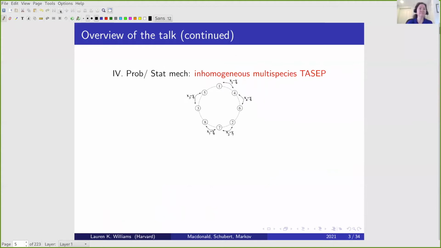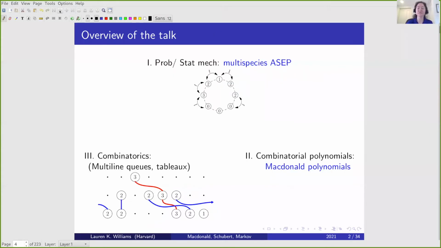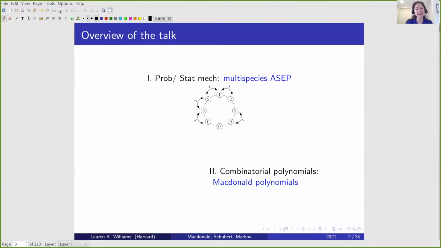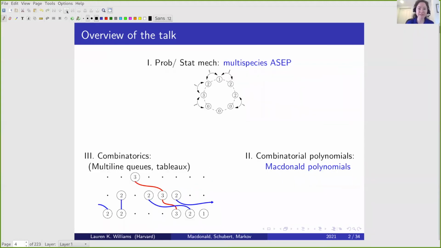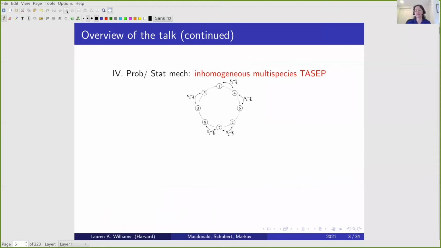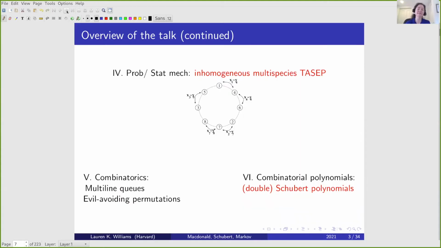So the first half of my talk, I'll be discussing these three objects and their relation to each other. And then I will switch to a slightly different version of this model. I'll be talking about the inhomogeneous multi-species ASEP, which is also a model of particles hopping. And then I will discuss some different combinatorial polynomials called Schubert polynomials and the combinatorics that is related to both of these things.